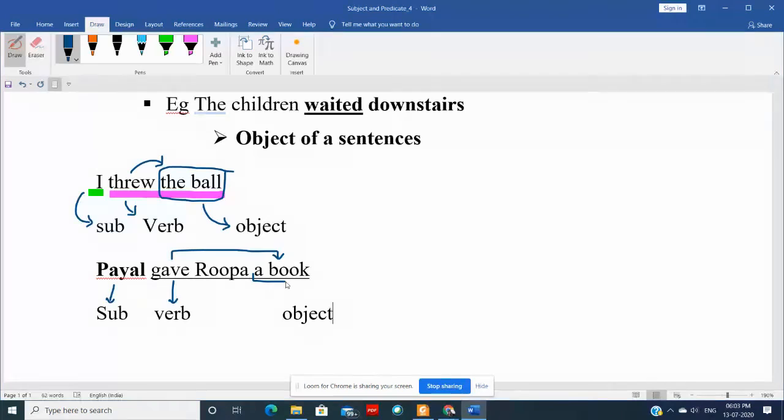A book. This becomes your object. Okay. Now, what about this Rupa? See, this is not only object. This is your direct object. ये आपका क्या बन गया? Direct object. Because हम जब question पूछते हैं verb को, तो directly हमें ये answer मिलता है give what? A book. इसलिए ये direct object बन गया.